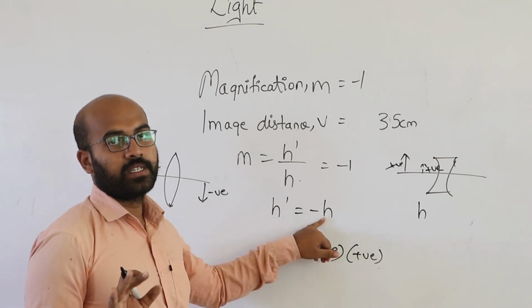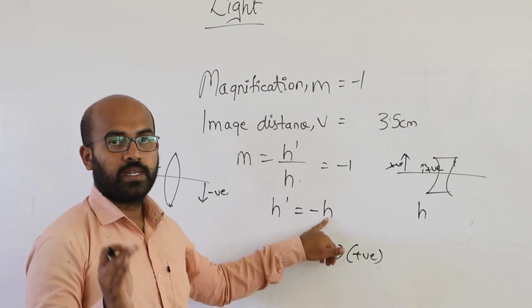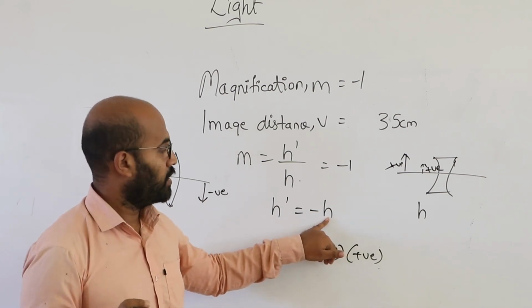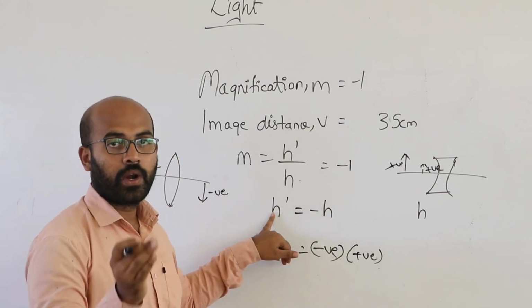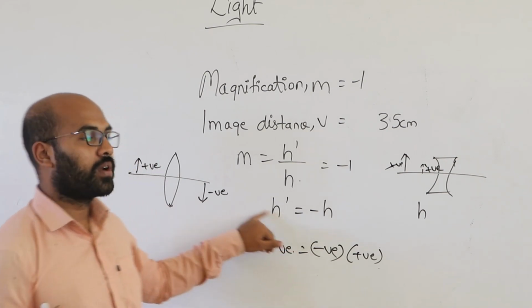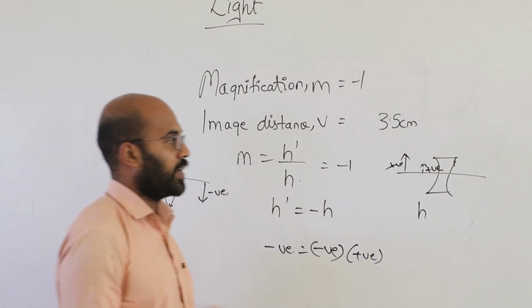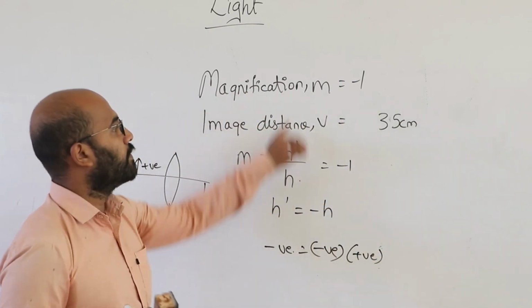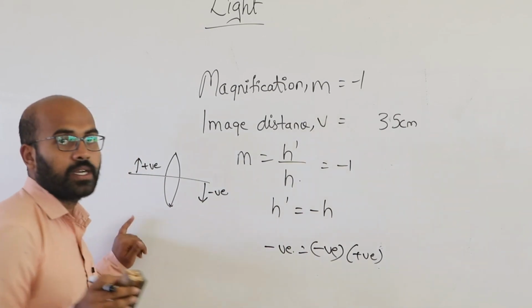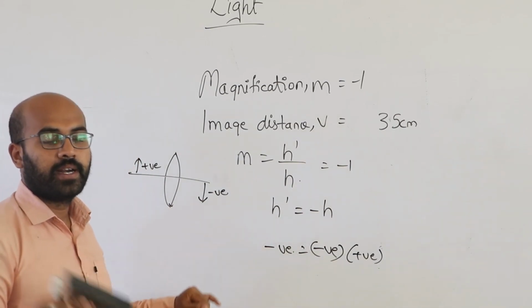According to the sign convention, the height of the object cannot be negative, so it should always be positive. So in that case, the height of the image will be negative in a convex lens for real and inverted. So this is how you can find. A concave lens cannot be the lens which is used here. It is a convex lens and it's forming a real and inverted image.